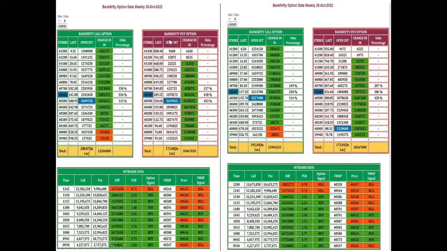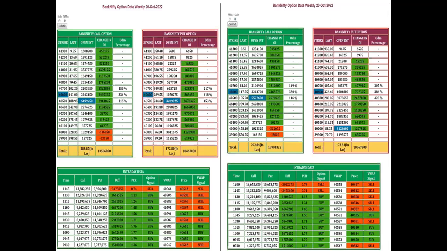And how we come to a conclusion that now we are ready to take the 40,500 put option is because the open interest went down from 47,77,000 to 32,69,000. You see a huge unwinding in the put option data. So more and more people who were protecting 40,500 are now getting out of the trades.